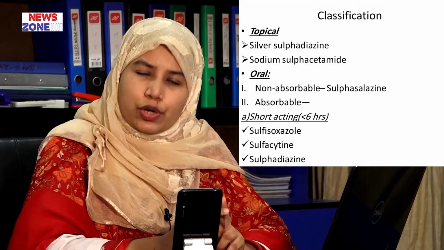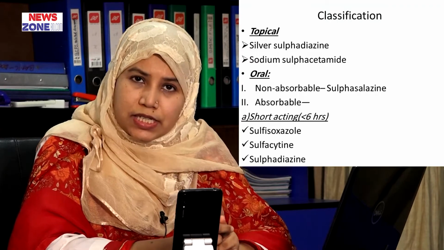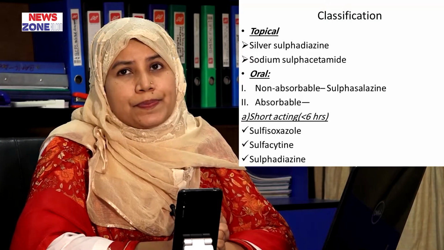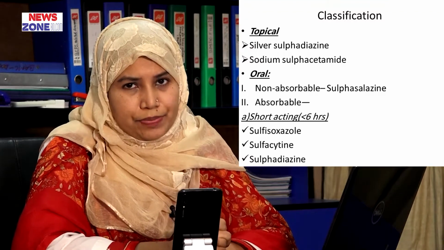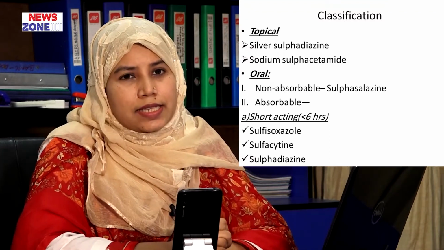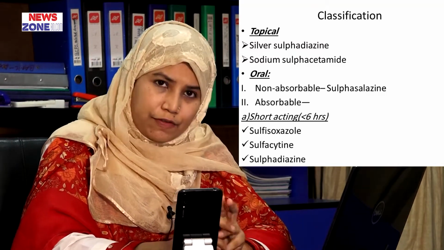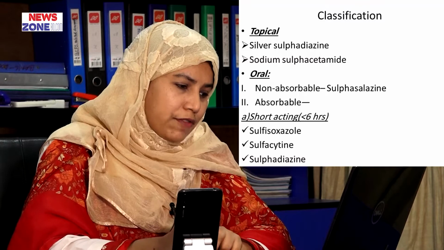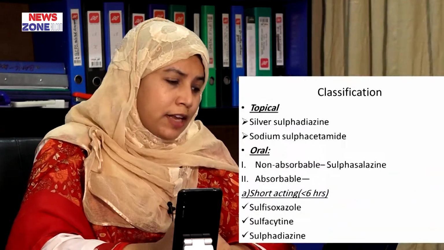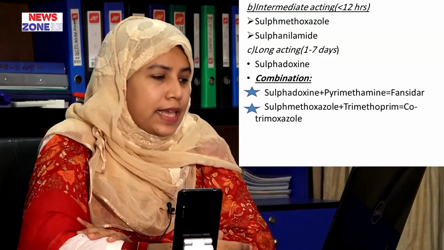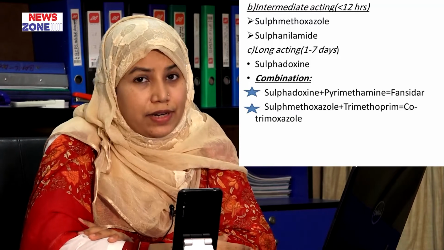Then the absorbable type is classified into three types. Number 1, short acting. Number 2, intermediate acting, and number 3, long acting. These are classified according to duration of action. Short acting is less than 6 hours, and their names are sulfasalazole, sulfacytine, and sulfadiazine. Then intermediate acting, which acts less than 12 hours, is sulfamethoxazole and sulfanilamide.